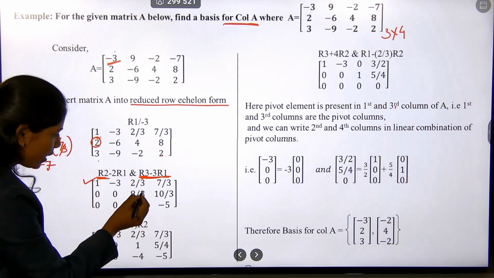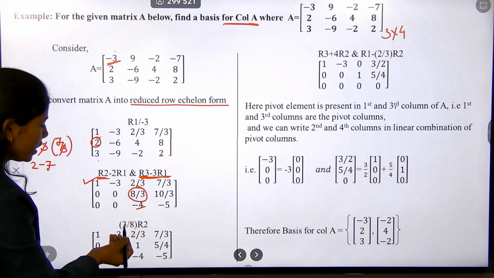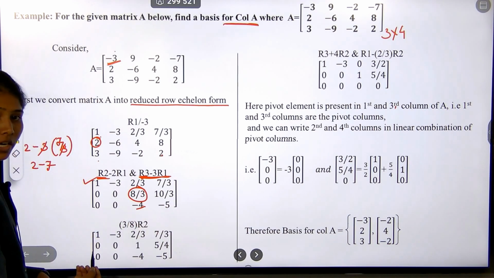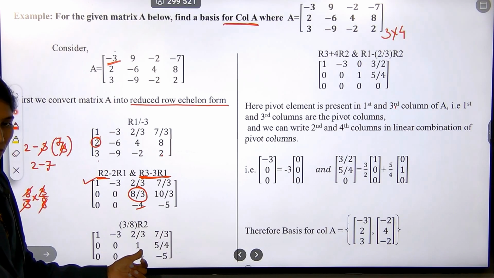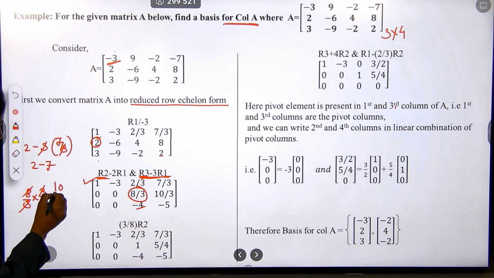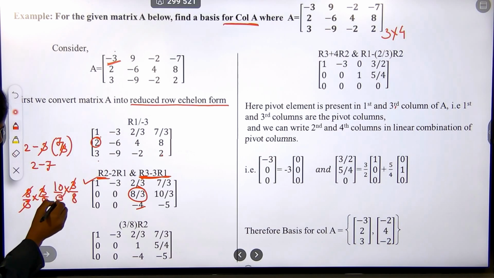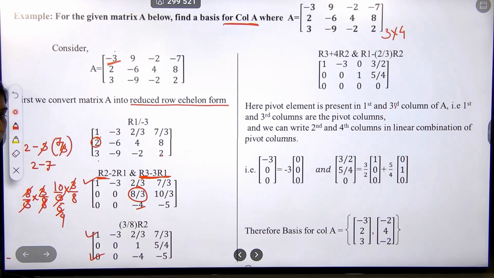Now we have to make this second leading element 1. For this we use row operation 3 upon 8 into R2. After multiplying R2 by 3 upon 8, we get 8 upon 3 into 3 upon 8. So 3 gets cancelled, 8 gets cancelled, and we get 1. Now 10 upon 3 into 3 upon 8, 3 gets cancelled, 10 upon 8 is 5 upon 4, and write down R1 and R3 as they are.